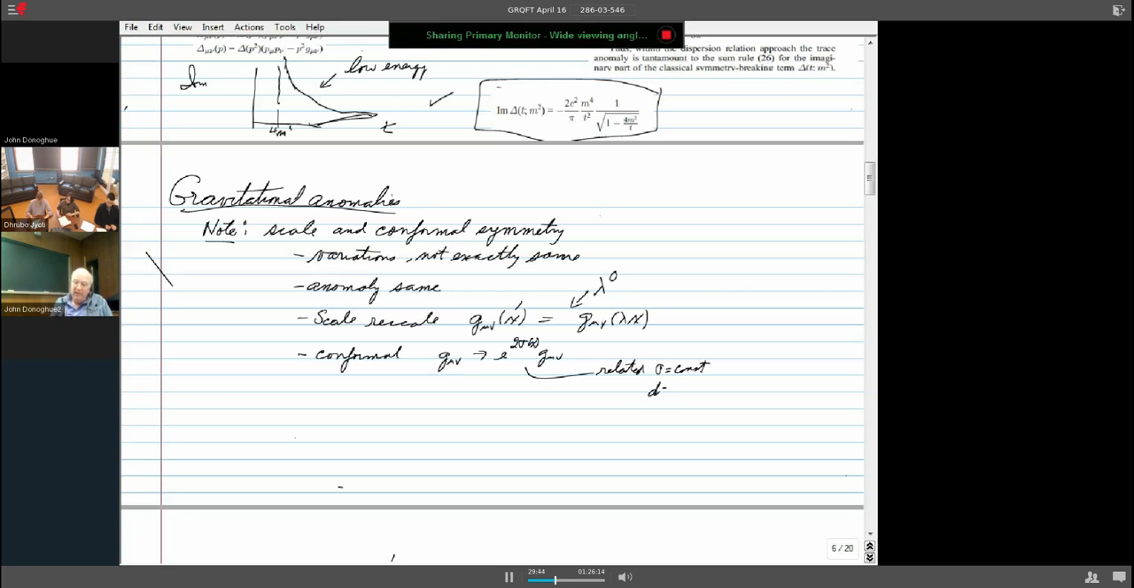Conformal symmetry, we'll see, is actually a rescaling of the metric. So g mu nu goes to e to the 2 sigma of x g mu nu. So that's the conformal transformation there. And so that's different. So we've rescaled the metric. But, you know, it can be related.